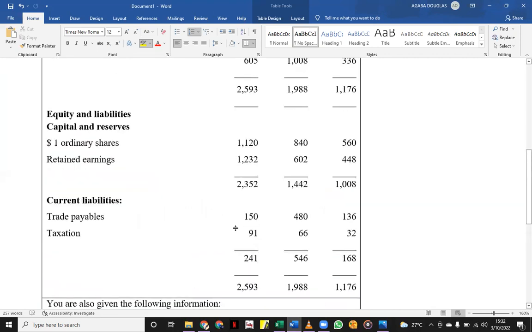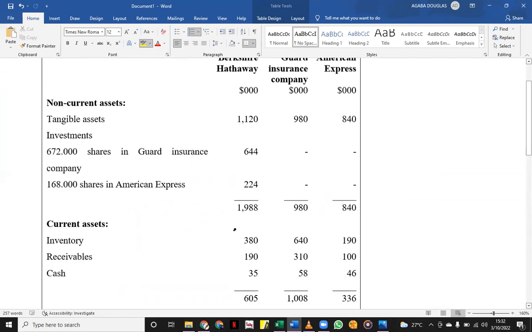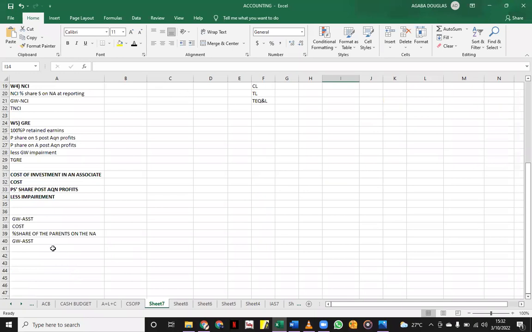Because we do not know which one is a subsidiary and which one is an associate, we need to look at the number of shares that were purchased in both. They are telling us that 672 shares were purchased in Guard and 168 in American Express. This is going to help us to come up with our group structure. So our working one is always the group structure, because we need to know the group structure.